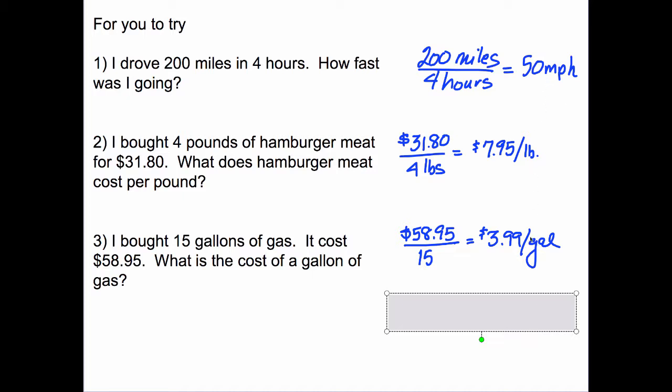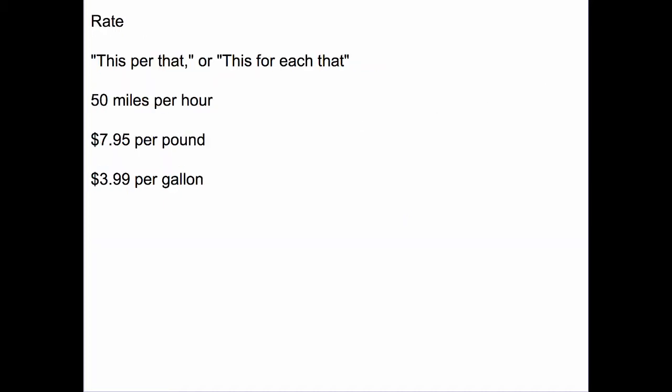Each of these is a rate. And a rate we understand as being something like a this per that. When we say 50 miles per hour, $7.95 per pound, $3.99 per gallon, those are called this per that, or this for each that: 50 miles for each hour, $7.95 for each pound. Those are all called rates. And we're going to look at different methods of calculating rates.